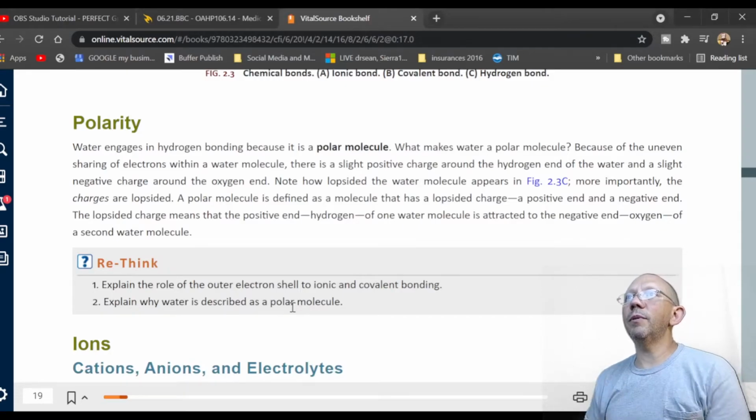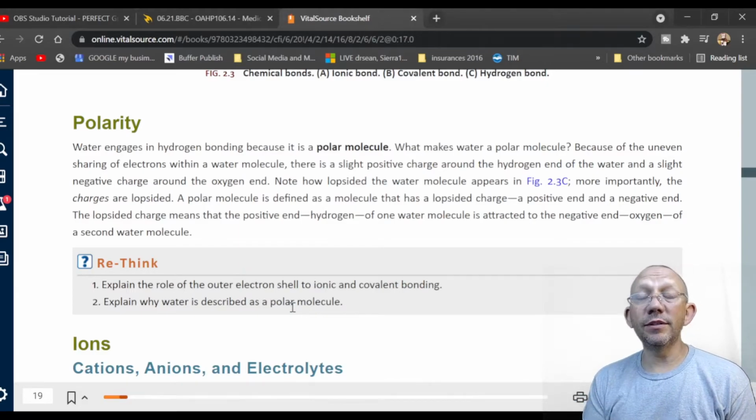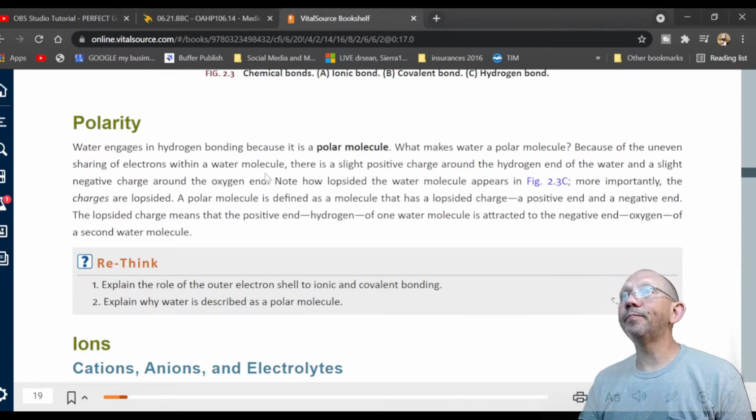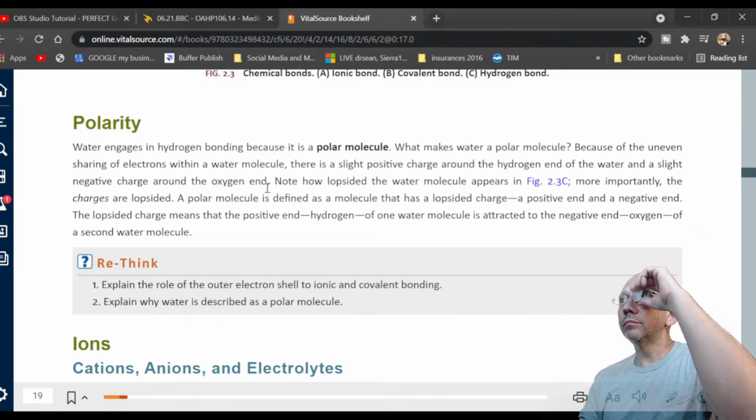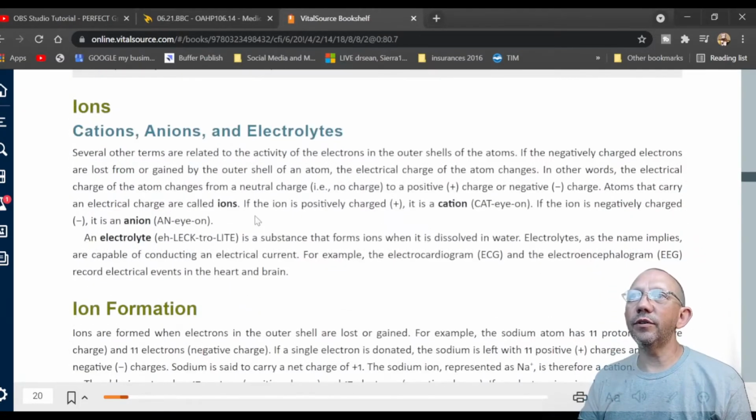Water engages in hydrogen bonds because it's a polar molecule. Molecules have a polarity, which means they're basically kind of magnetic, okay? The water has a slight negative charge on the oxygen end. Yeah, that's what it turns out to be.